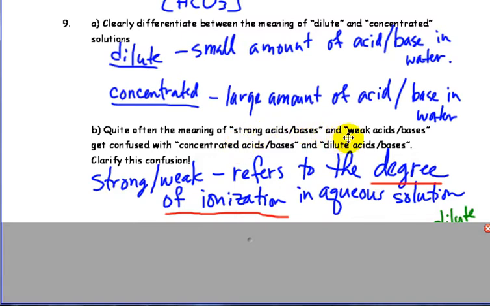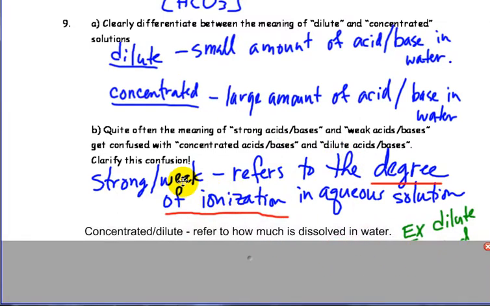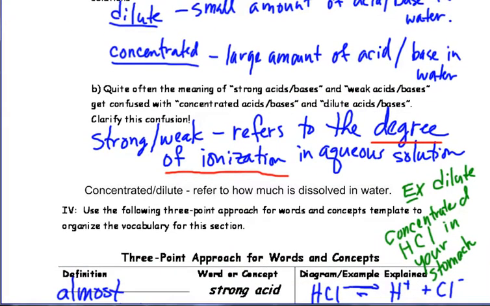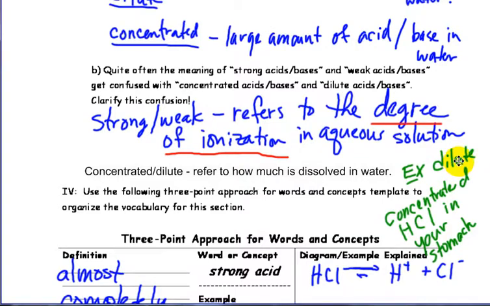Quite often, the meanings of strong acids or bases and weak acids or bases get confused with concentrated and dilute. What's the difference? Remember, strong and weak refers to how much is ionizing, how many H's are released, or how many OH- ions are made. Whereas concentrated and dilute just simply refer to how much we have dissolved in water. So for example, your stomach has a strong acid, but it's diluted. Strong hydrochloric acid, but a small concentration or very dilute amount of it in your stomach.